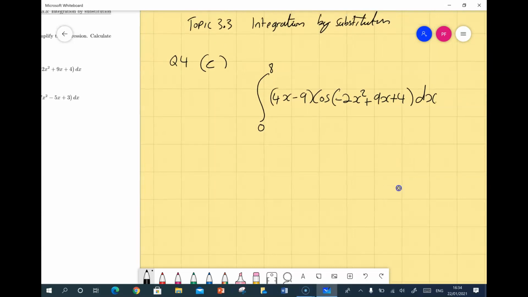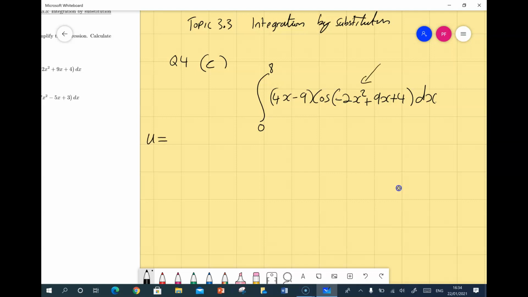This is topic 3.3, integration by substitution. We've got question 4c here. The limits are 8 and 0, and we're getting the integral of 4x minus 9 multiplied by the cosine of minus 2x squared plus 9x plus 4 dx. So the first step we do is to figure out what u might be.